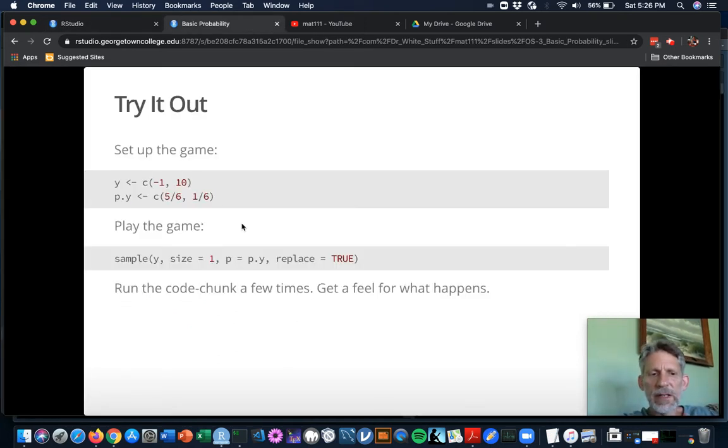Next, we're going to actually play the game. Rolling the die and getting your money is just the same as randomly grabbing one of these two numbers, the -1 and the 10, out of that y list. This can be done with an R function called sample. Sample randomly grabs out of whatever you put first for your input. So this time it's going to randomly grab something out of y. When you say size equals 1, you're saying, I only want to grab one thing for now.